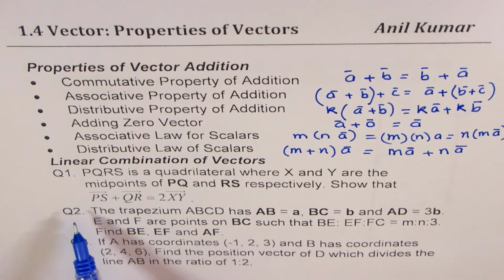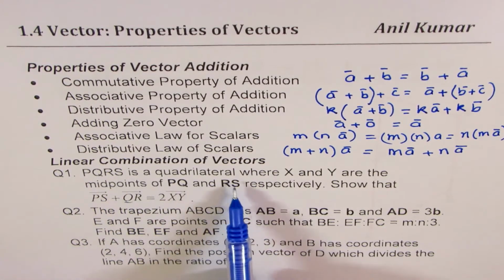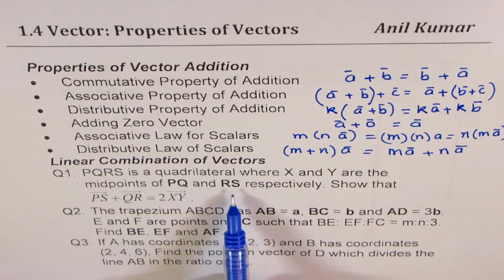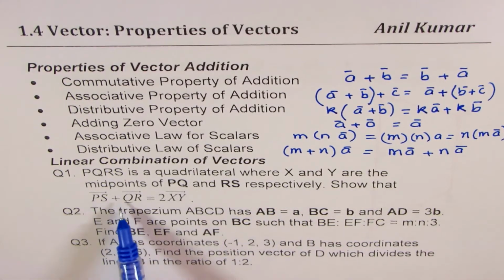So we have 3 questions here. Question number 1 is PQRS is a quadrilateral where x and y are midpoints of PQ and RS respectively. Show that PS plus QR is equals to 2xy. So that is the first question.